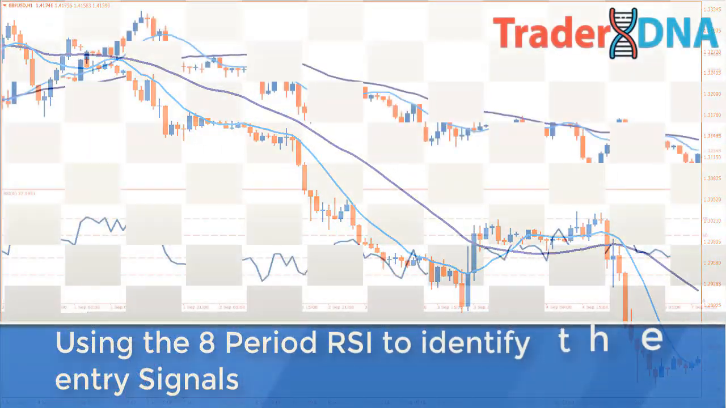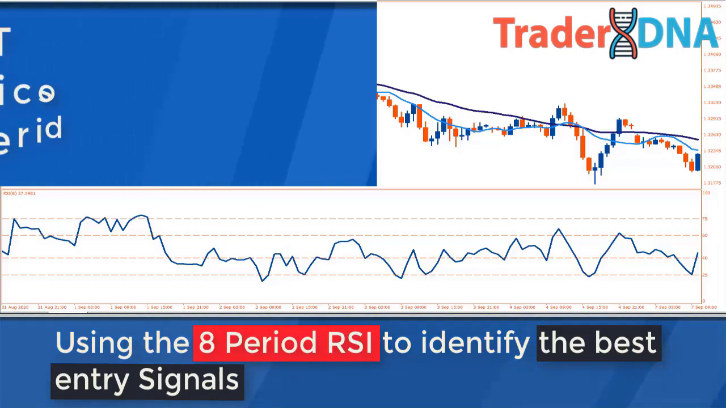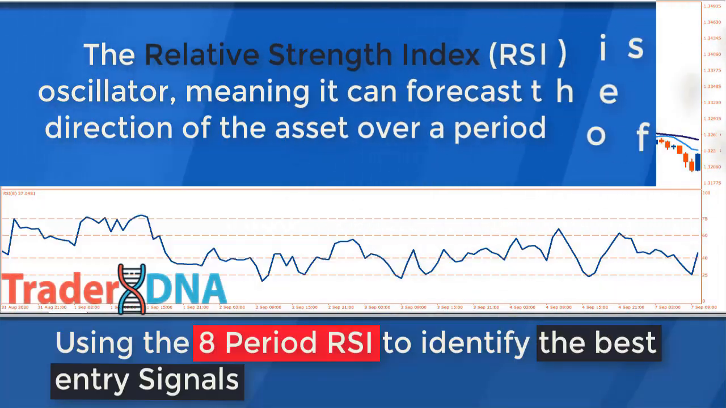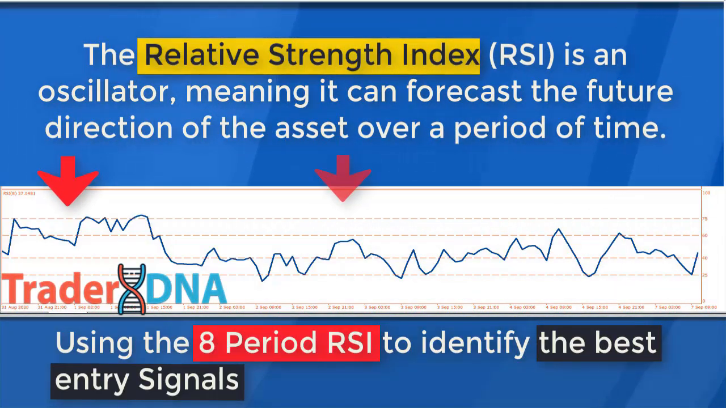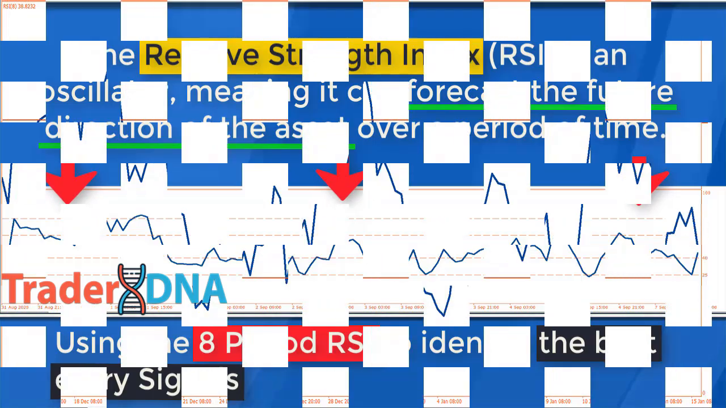Using the 8-period RSI to identify the best entry signals. Some scalping trading strategies use momentum within the market to identify the best entry and exit points. The Relative Strength Index, or RSI, is an oscillator, meaning it can forecast a future direction of the asset over a period of time.